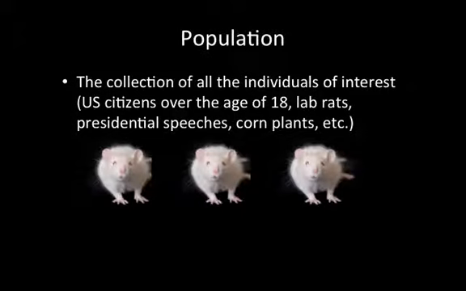Alright, so today we're going to talk about sampling methodology. Basically, what we're talking about are populations and choosing samples from those populations. So what is a population? The population is the collection of all individuals of interest. For each one of you, for your research, you're going to have different populations. It could be U.S. citizens over the age of 18, lab rats, presidential speeches, corn plants, whatever the whole population is that you want to be able to generalize your results to. That is exactly who your population is.